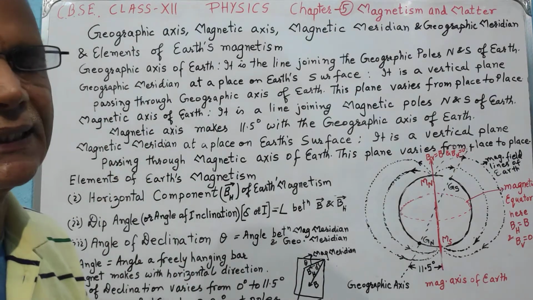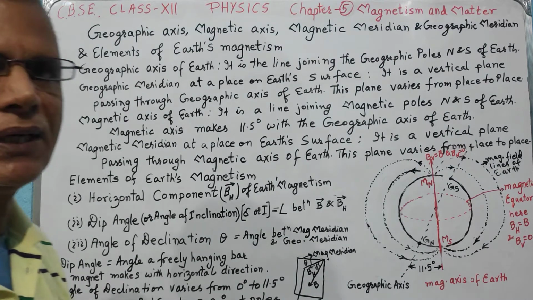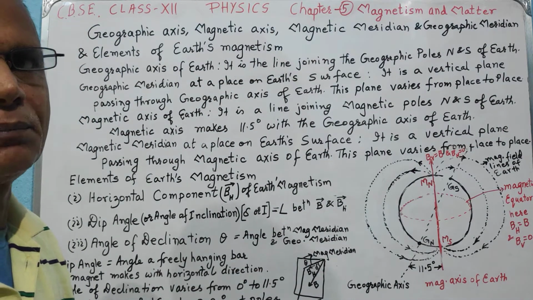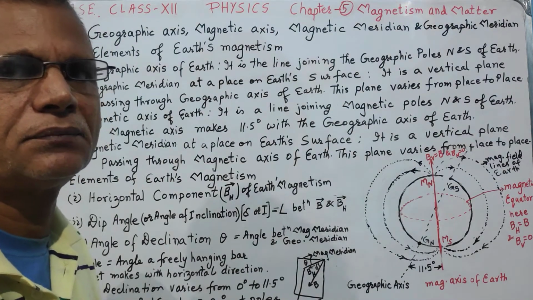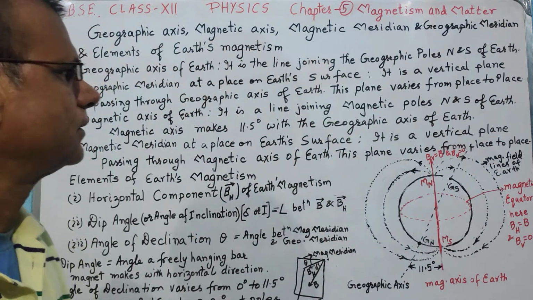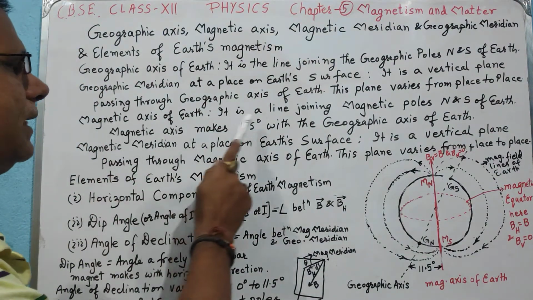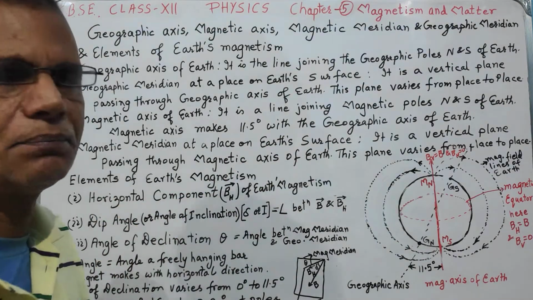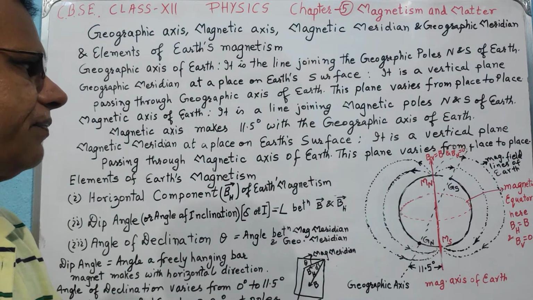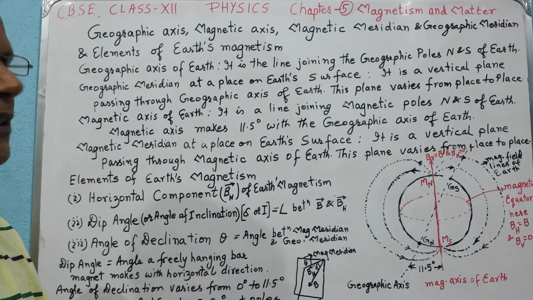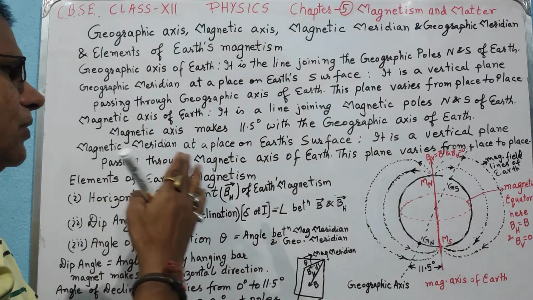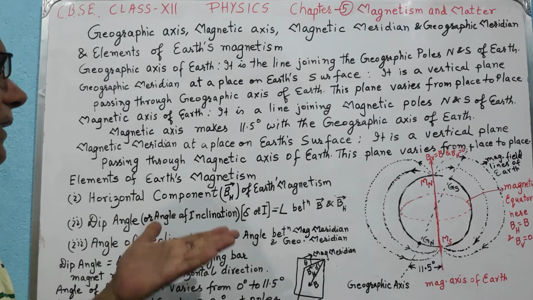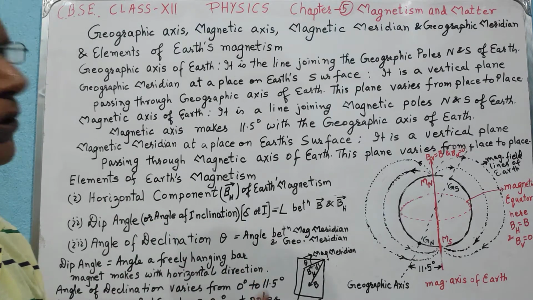Now we talk about the magnetic axis of earth. It is the line joining the magnetic poles of earth. You see, the magnetic pole of earth is slightly different from the geographic pole of earth. So the line joining the magnetic poles of earth is known as the magnetic axis, and the magnetic meridian at any place on earth's surface is the vertical plane passing through the magnetic axis of earth. And therefore you can understand that the magnetic meridian also varies from place to place.